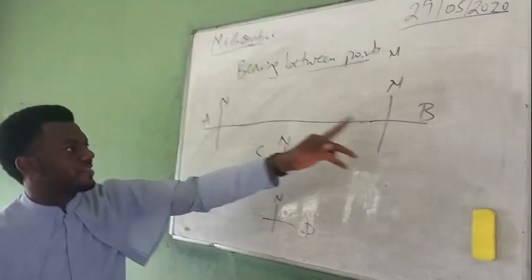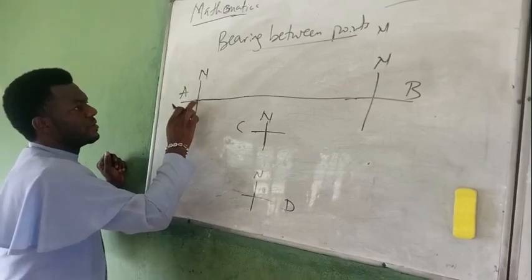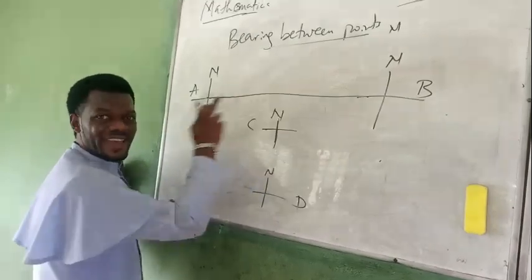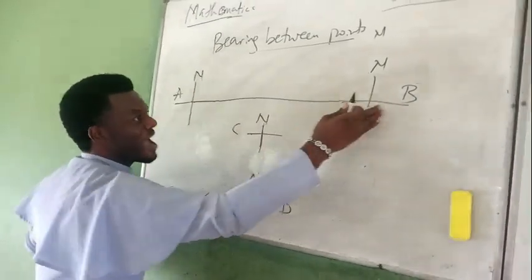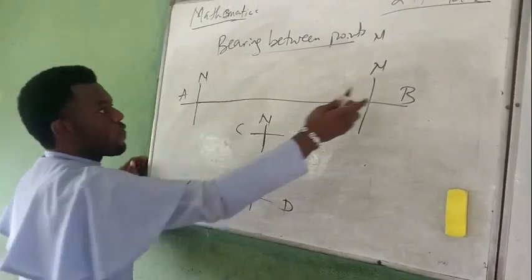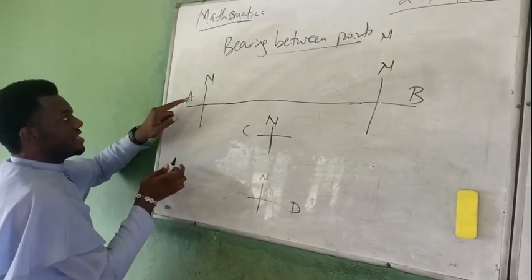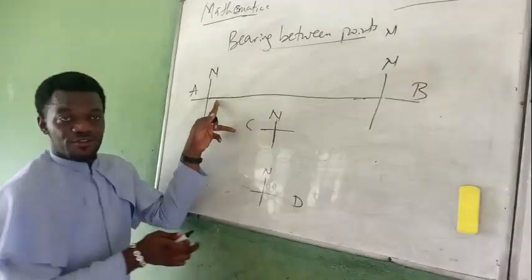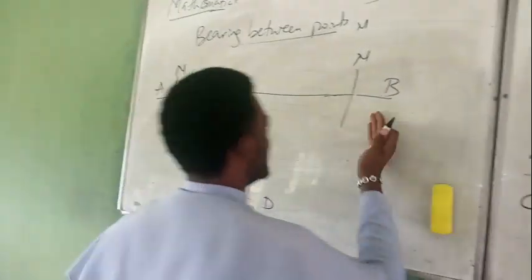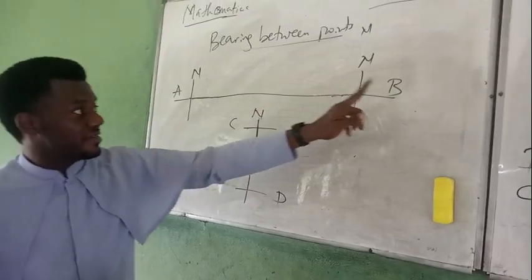Now, between A and B, what do we have? From the point A, B is east of A. While from the point B, A is west of B. So you see it, west. A is west of B, while B is east of A. So from A, B is at the east, while from B, A is at the west. Because this place is west, this place is east.